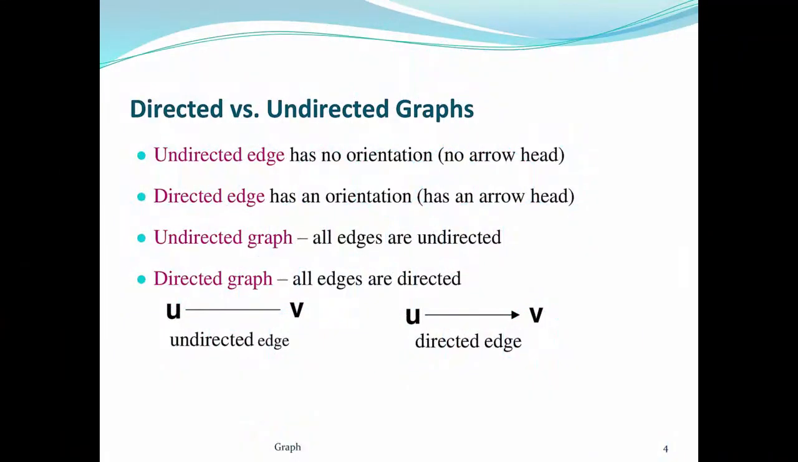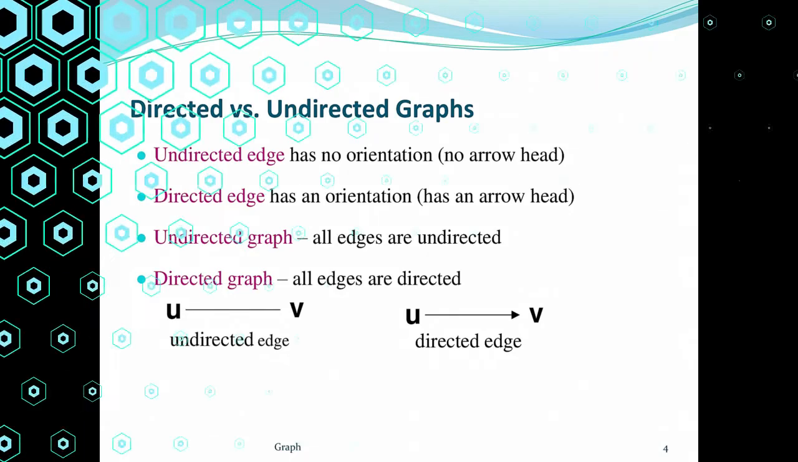Graphs are directed and undirected. Let's see the difference. An undirected edge has no orientation. A directed edge has an orientation. In an undirected graph, all edges are undirected. In a directed graph, all edges are directed.